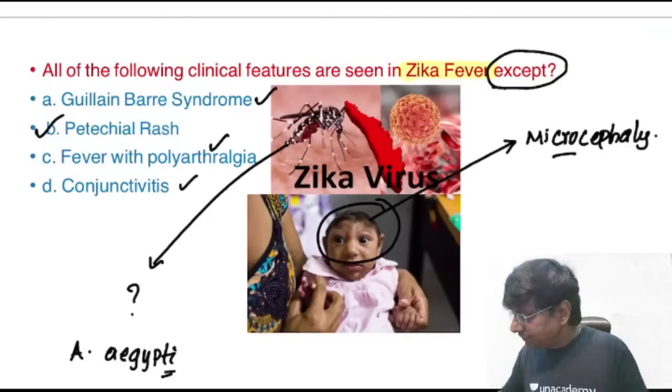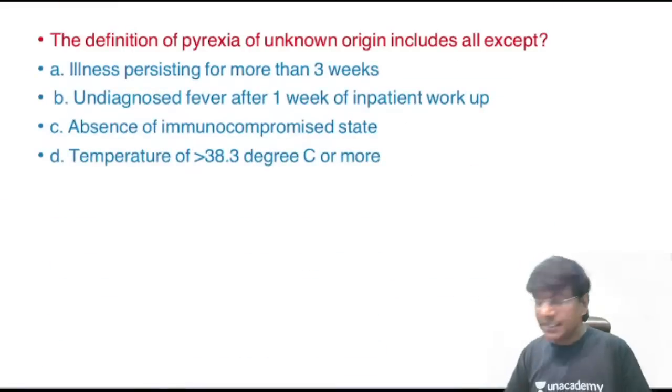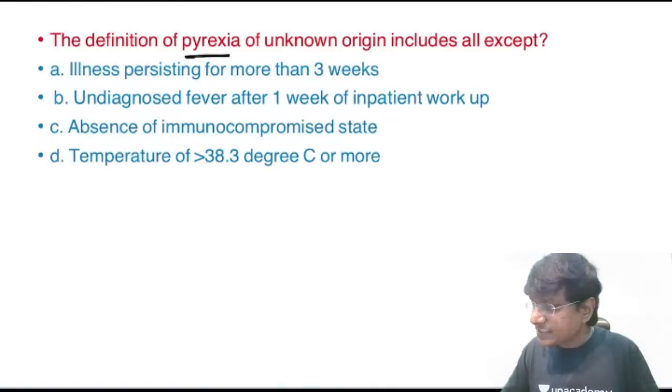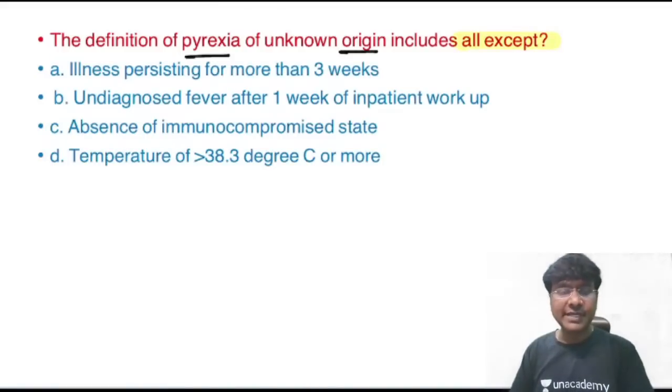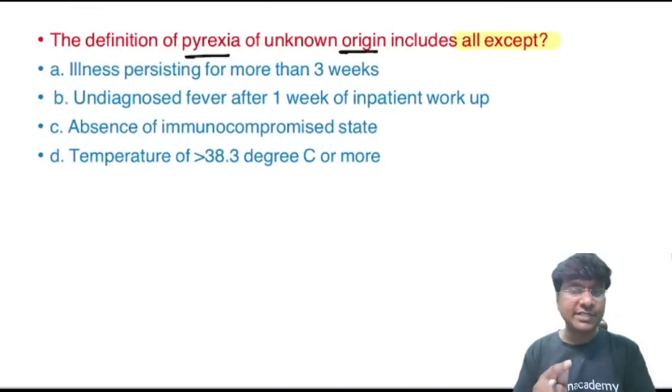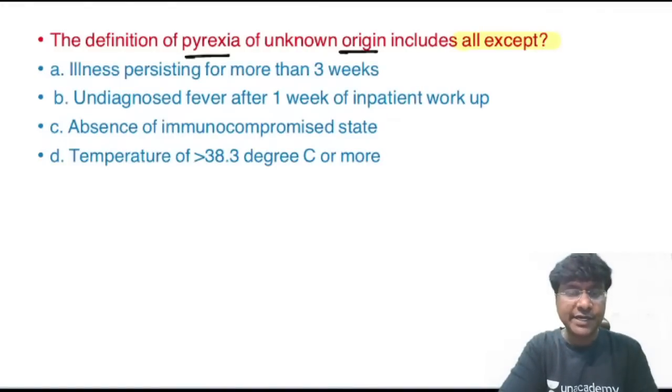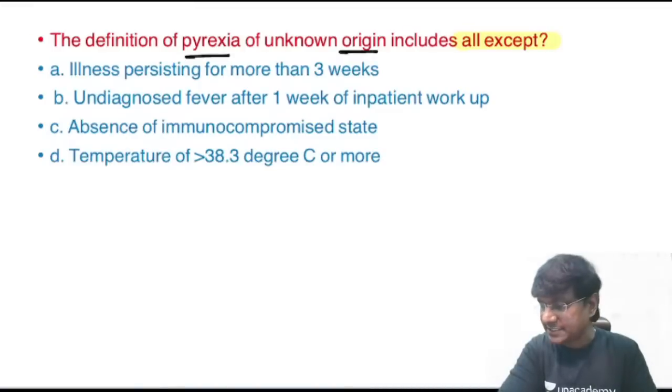Okay, right. So we have discussed scrub typhus, and next we have discussed the Zika virus. Now another very important area for the questions in infectious diseases is related to pyrexia of unknown origin. The definition of pyrexia of unknown origin includes all of the following except: illness persisting for more than 3 weeks, undiagnosed fever after 1 week of inpatient workup, absence of immunocompromised state, temperature more than 38.3 degrees centigrade or more. Which of the following is not the point related to the pyrexia of unknown origin?